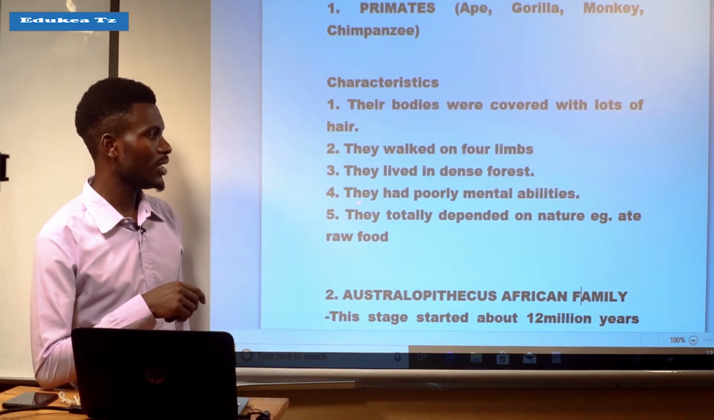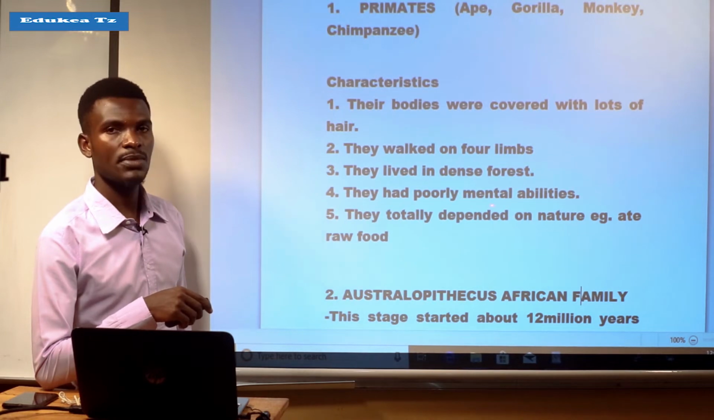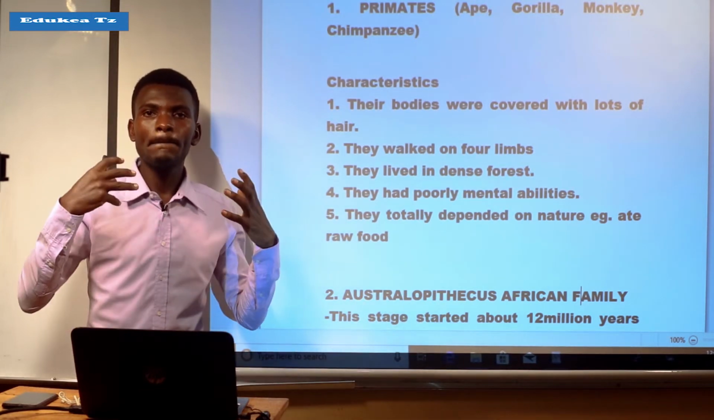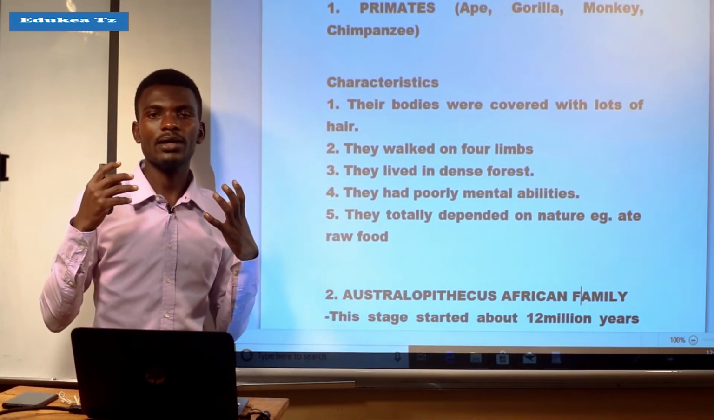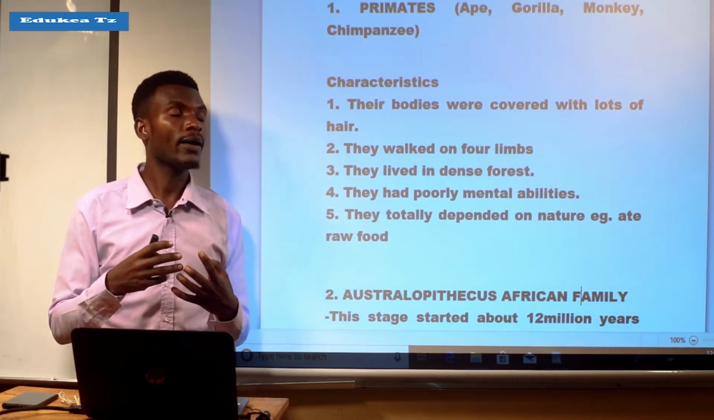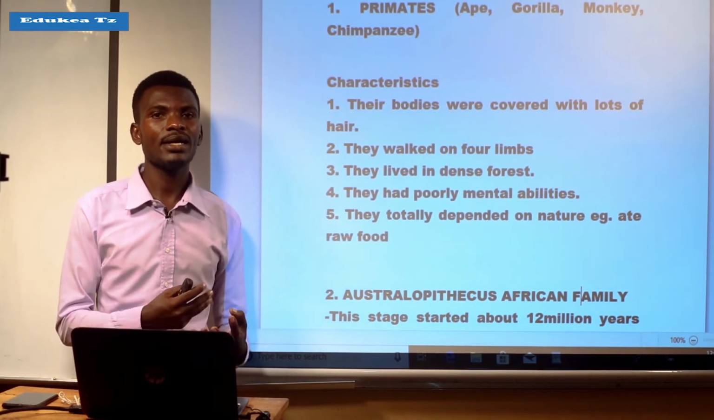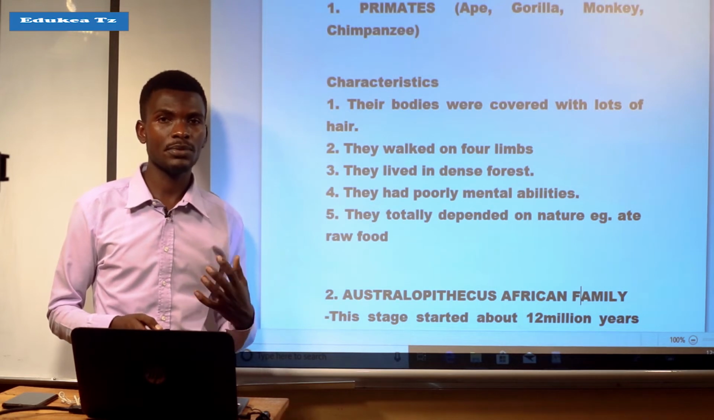And the fourth one, they had poor mental abilities. It means their mental abilities, or the thinking capacities, of the primates were poor. So that was another characteristic of primates.